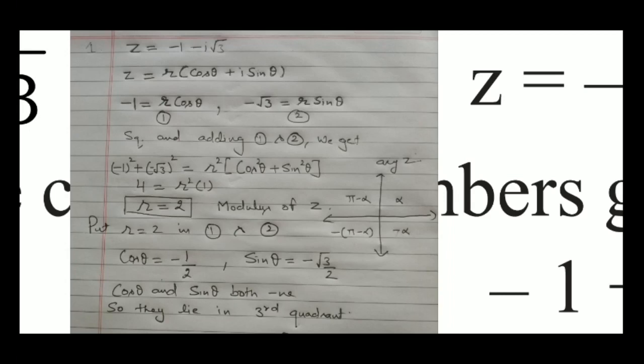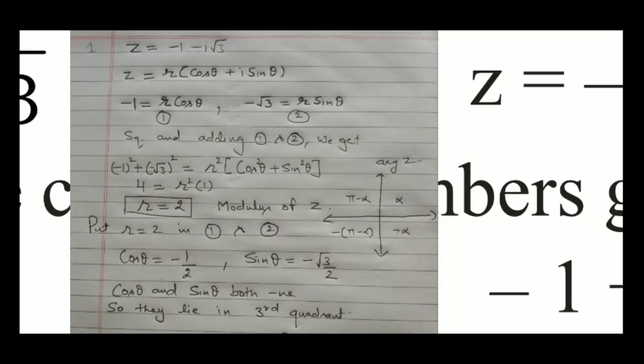After adding, we get minus 1 whole square plus under root 3 whole square is equal to r square into cos square theta plus sin square theta. After simplification we get 4 is equal to r square, and the value of r you can see is equal to 2. So this is the modulus of this complex number.